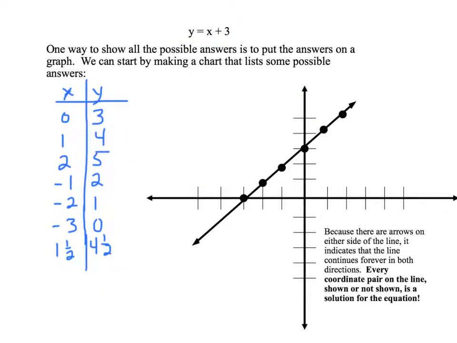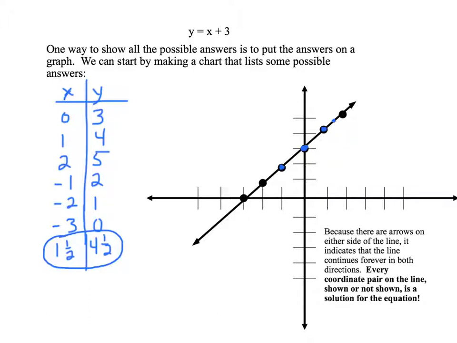Here I took the solutions we found in the t-chart and plotted those points on the graph. You can see that right here is the point 0,3. Here's the point 1,4. Here is the point negative 1, 2. And so forth. So I have all those points plotted. Notice that one of the points I do not have plotted right now is 1 1/2, 4 1/2. I could plot that particular dot. It would be about right here.